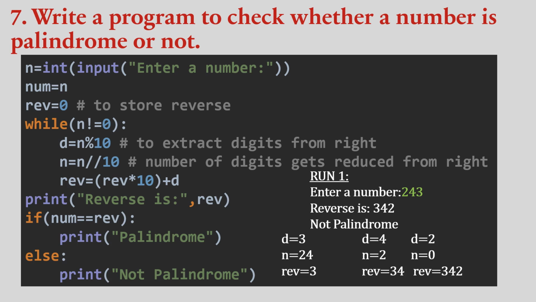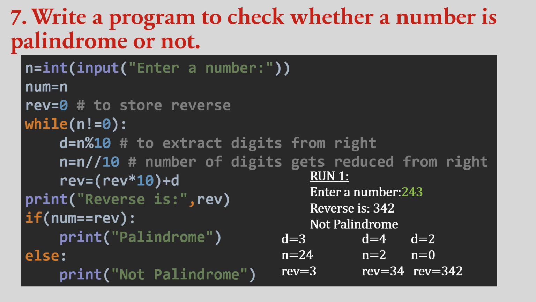Also in the third iteration, your d will become 2. Why? Because n percent 10, n is having value 2, so n percent 10 is 2. And n is equal to n divided by 10, that is 2 divided by 10, that is 0. And rev is equal to rev into 10 plus d, that is 34 into 10 plus 2, that is 342.